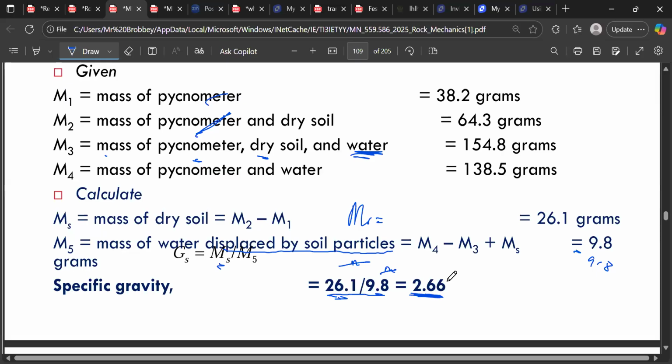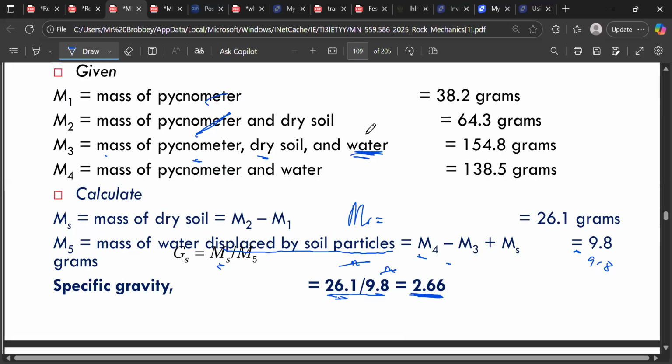Because already the M3 captures the dry soil and then the water, and the pycnometer. When you try to perform this math, the M4 minus M3, you should be getting a negative. Yeah, that should be negative.